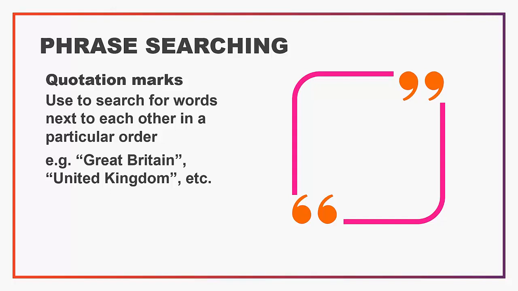So it wouldn't show results that only mentioned United or Kingdom on their own, which is good because this could include lots of irrelevant information. Sometimes databases will apply this technique automatically in order to make your results more relevant, but it's still helpful to apply this method whenever you search for phrases, just in case the database doesn't have that capability.